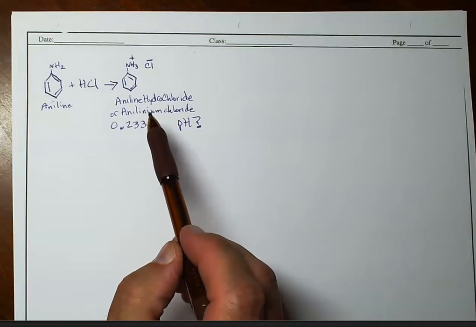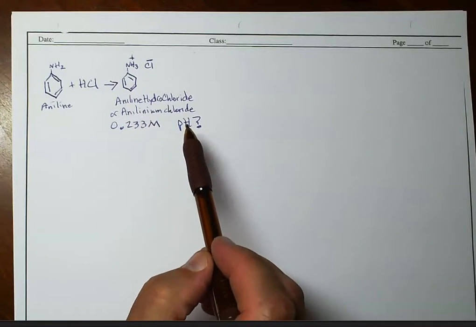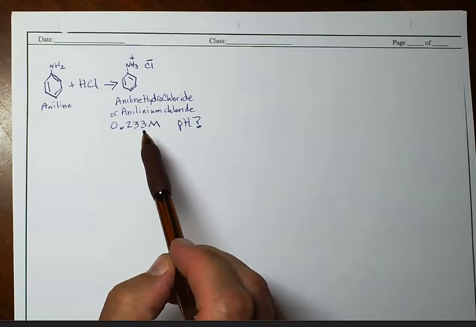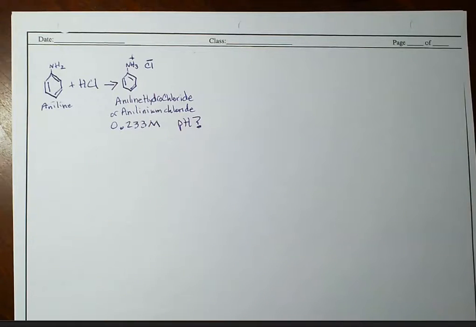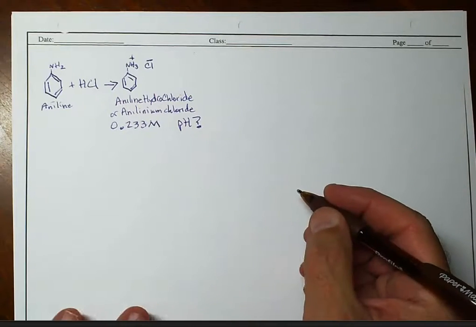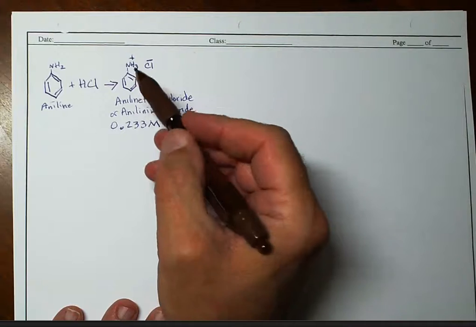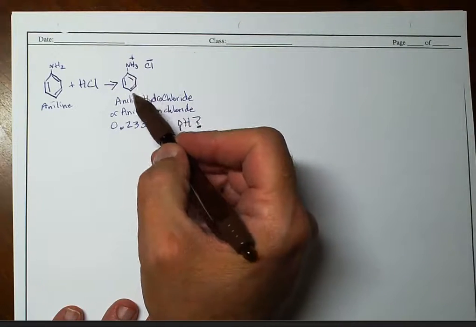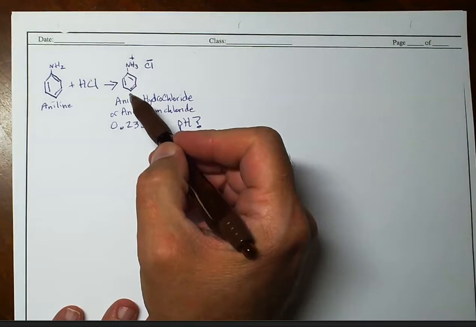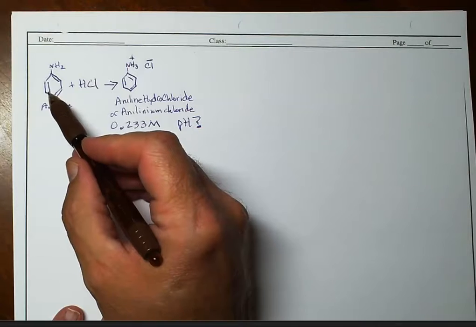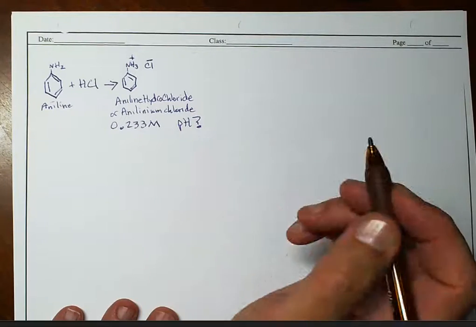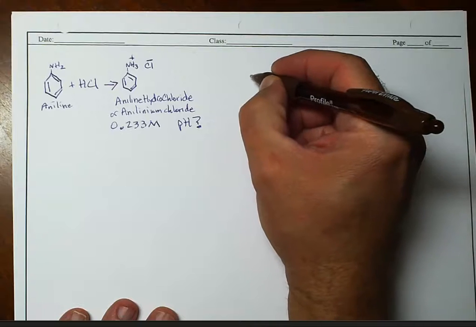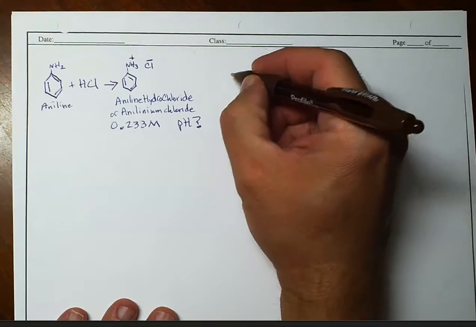So the problem here is a question of finding the pH of a 0.233 molar solution of aniline hydrochloride or anilinium chloride. So the action here is going to be that this anilinium, which is the conjugate acid of aniline, is going to act like an acid. All right, so I'm going to write it this way.